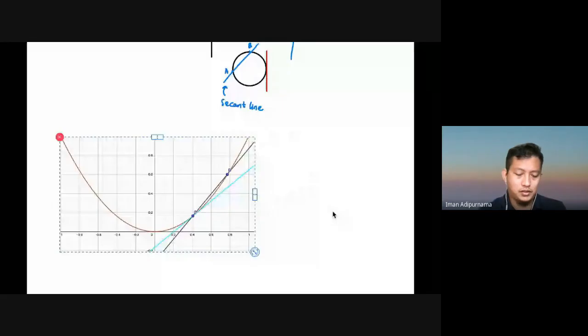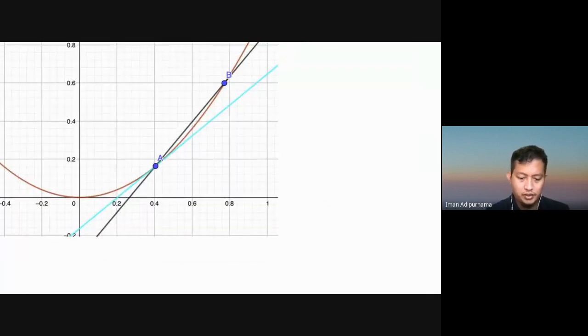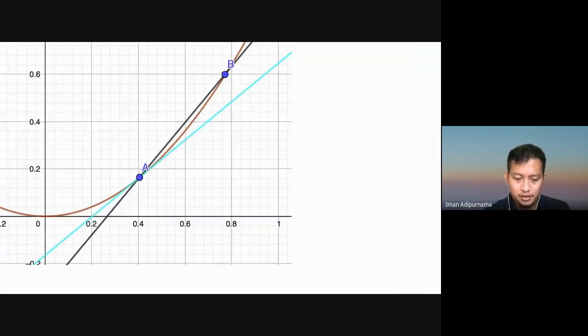Okay. We can start again. Okay. So here's the deal. This is our tangent here at point A. The tangent, right?